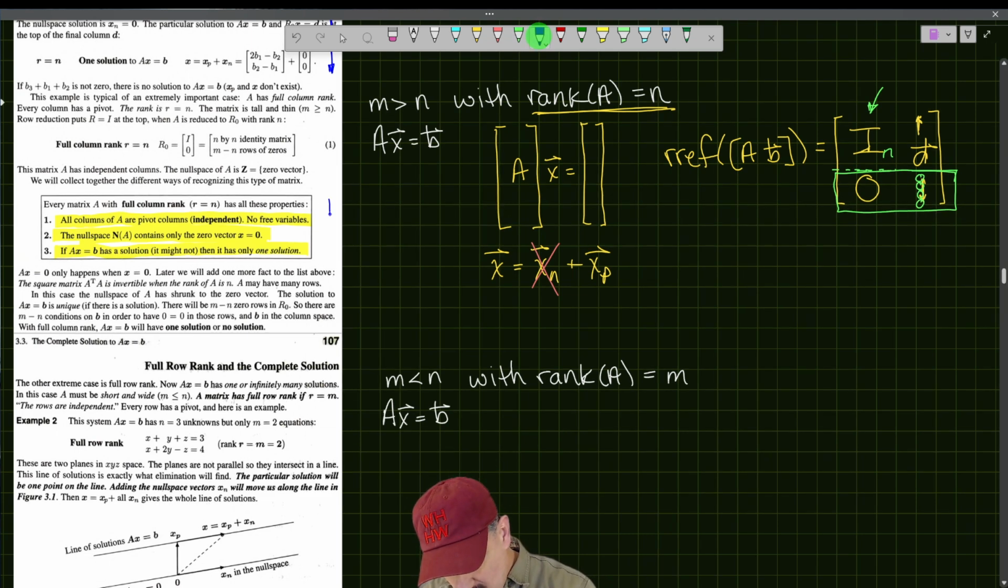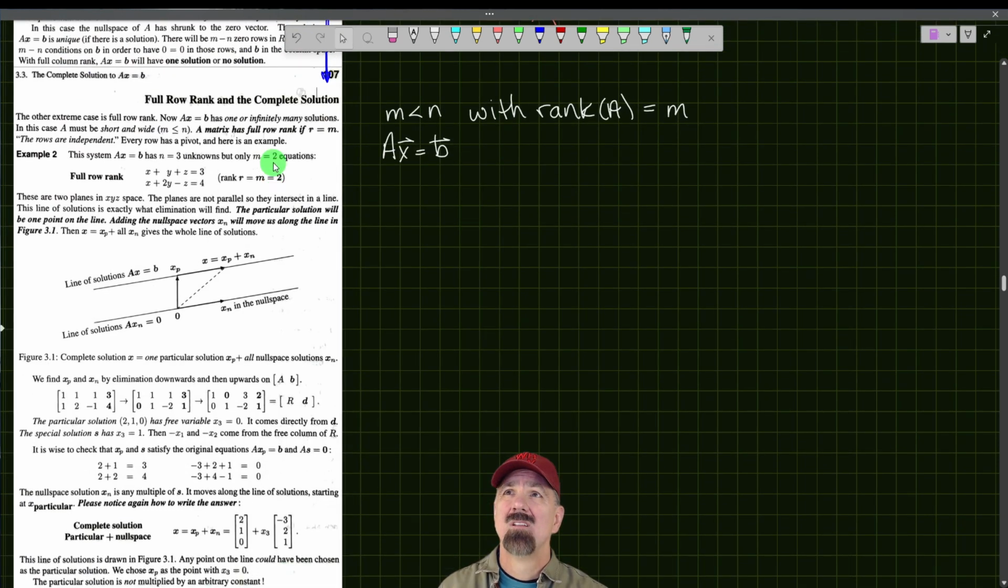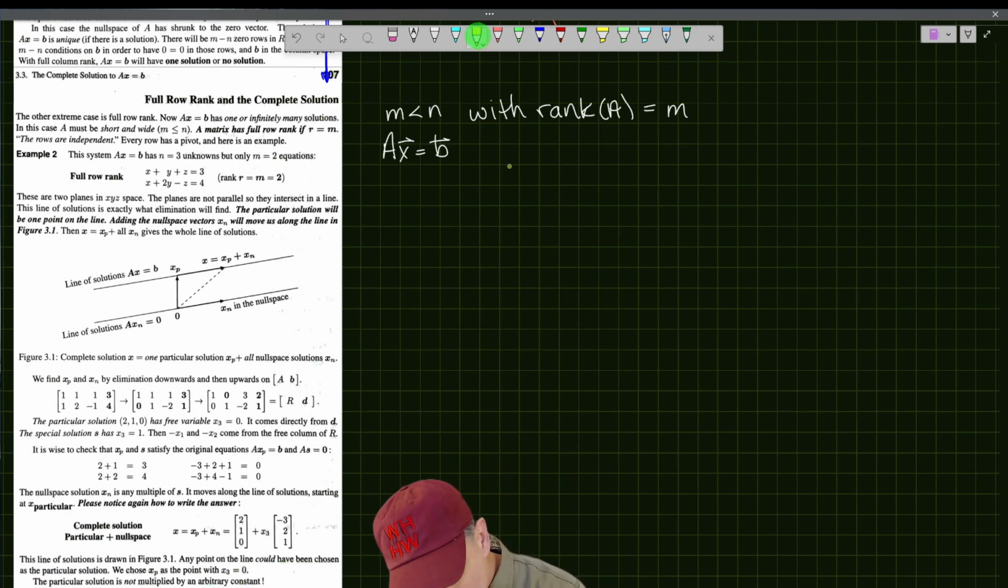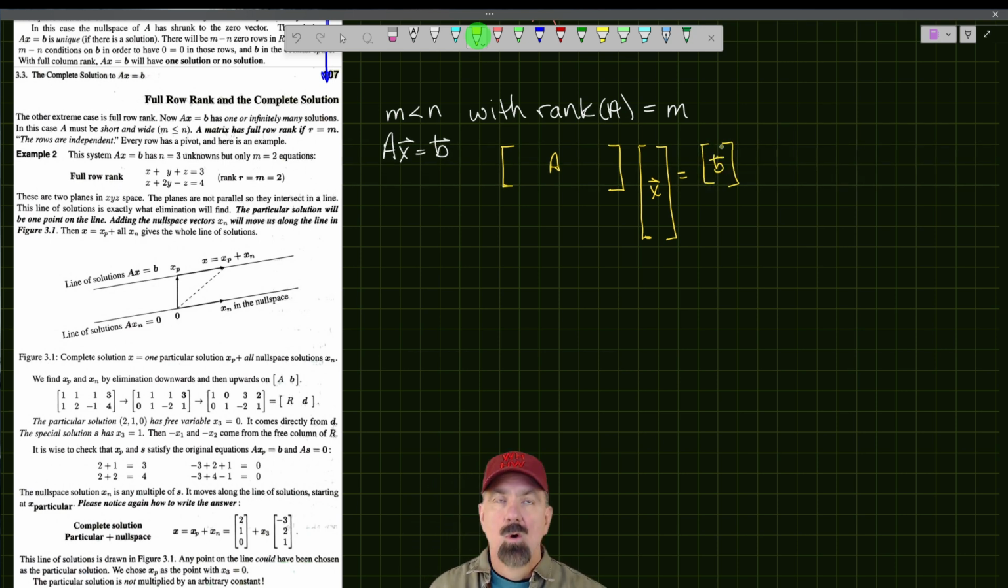Definitely you want to take a look and read through his example here. By contrast, we're going to take a look at the situation where we have full row rank. Full row rank is where we have more columns than rows and the rank is full. Again, I recommend a picture. What we're talking about in this situation is an A matrix that looks like this, and we have X, and that's equal to some B vector here, which would be a short vector like this.